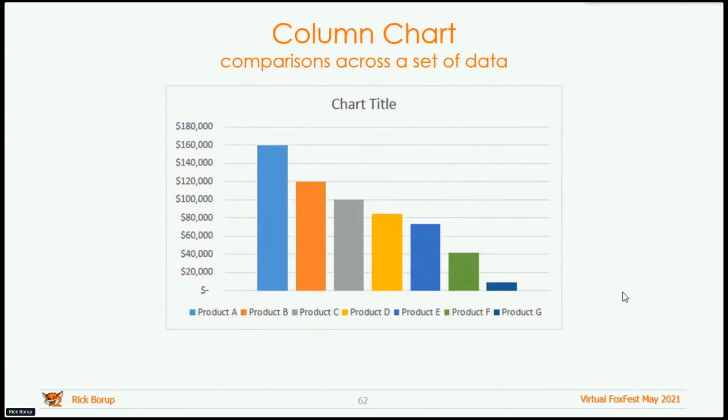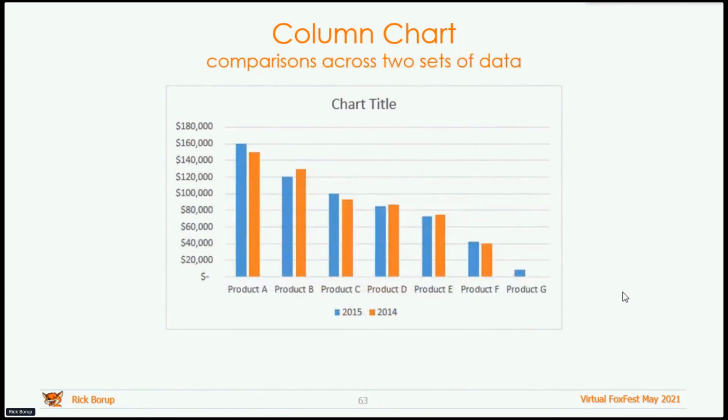Column charts, or if they're sideways, they're called bar charts, are useful for comparing across a set of data, not always from highest to lowest or lowest to highest, but that's kind of traditional. If you have two sets of data, you can put them side by side in a bar chart. That's a convenient way of comparing two different sets over the same products.